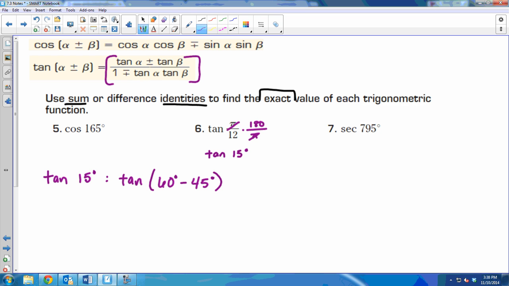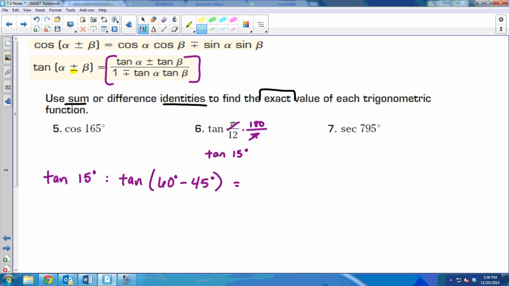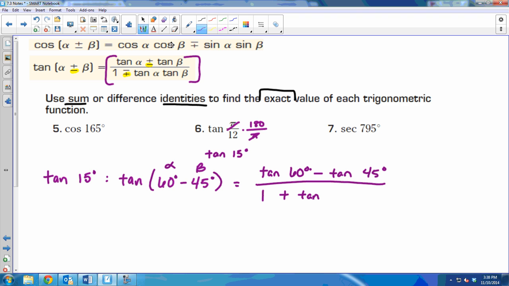So to use the identity, we split that apart. We're using a subtraction, so a difference identity. So we need to use all the signs on the bottom. And so we get, again, this is alpha and this is beta. So we have tangent of 60 degrees minus tangent of 45 degrees all over 1 plus tangent of 60 degrees times tangent of 45 degrees.